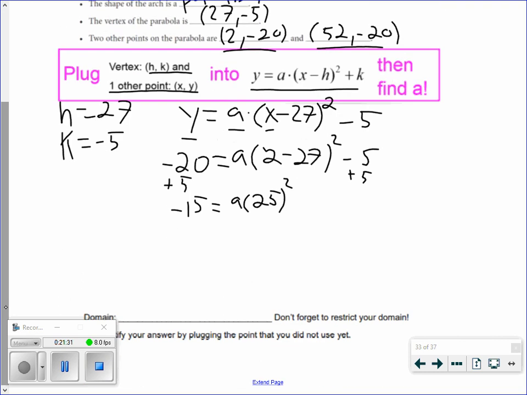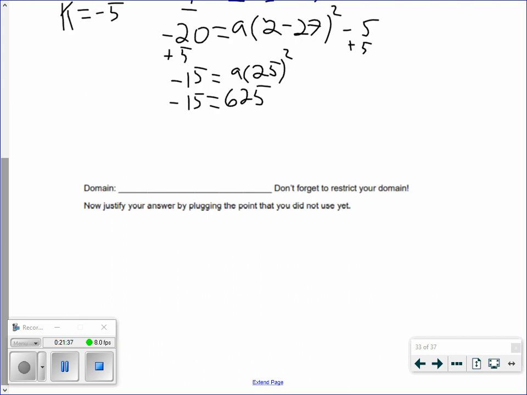25 squared is 625. I'm doing this kind of quickly, but it's just algebra. Take this step by step. Use a calculator if you have to, a four-function one, and take this step by step. Don't forget the a. You need to isolate the a. So divide by 625 on both sides. So we get that a equals -15 all over 625.